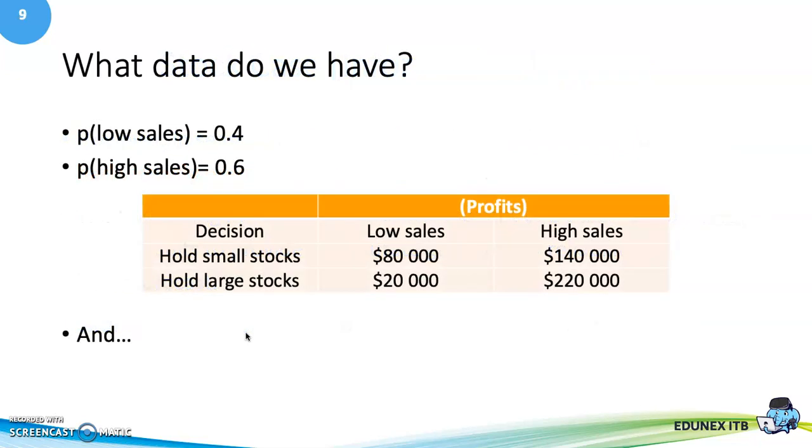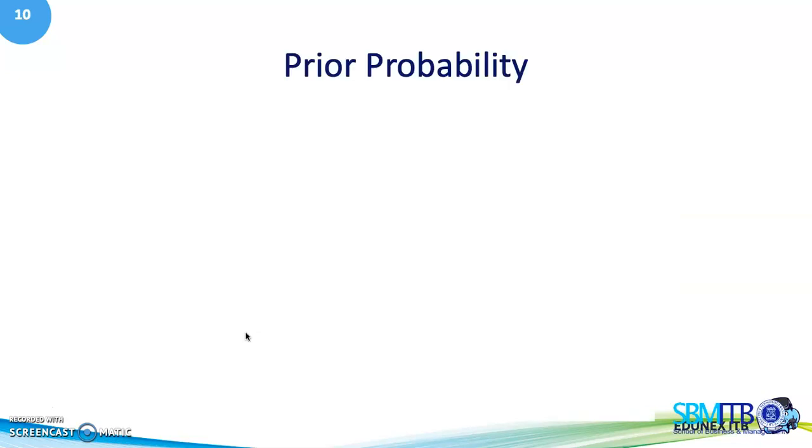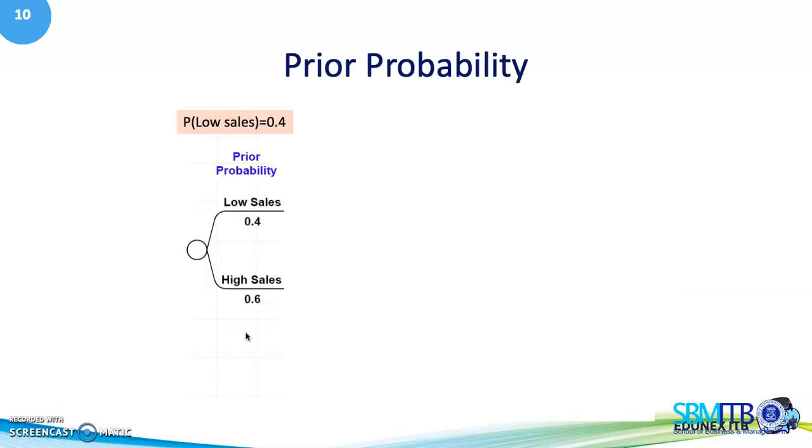From this, then we gather the data that we have. The prior probability that we have for the low sales is 0.4, while for the probability high sales is 0.6. And this is the profit for all of the alternatives and then the future event if the low sells and also high sells. From the prior probability, we get the marginal probability here for the probability low sells is 0.4 and probability high sells is 0.6.